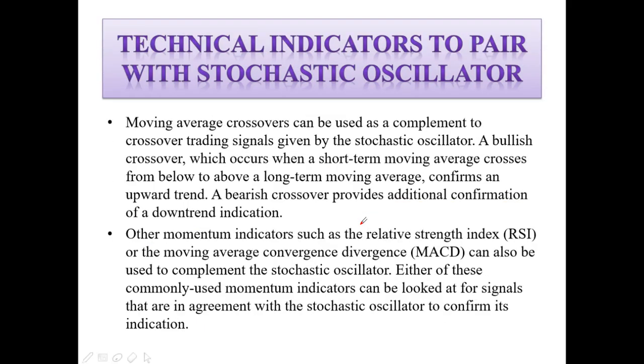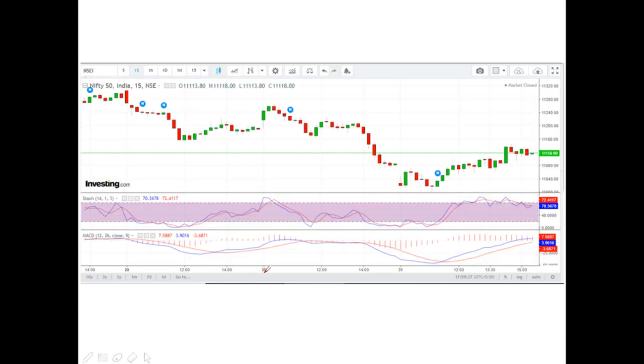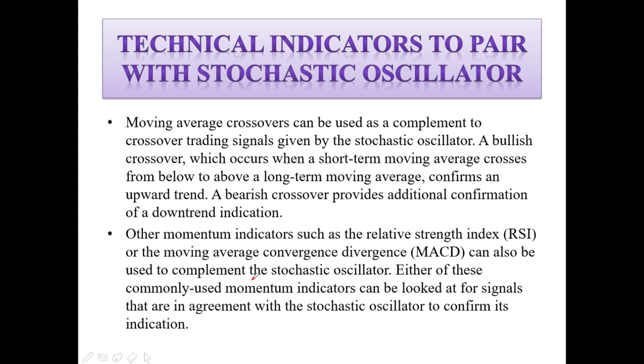Now let's see the technical indicators which you can use to pair along with the stochastic oscillator. Moving average crossovers can be used as a complement to the crossover trading signals given by the stochastic oscillator. A bullish crossover, which occurs when a short-term moving average crosses from below to above a long-term moving average, confirms an upward trend. So along with the stochastic chart, you can apply moving averages on top of this candlestick chart. This will give additional signal confirmation that the market is moving in a specific bullish or bearish trend. So this will support your trading signals.